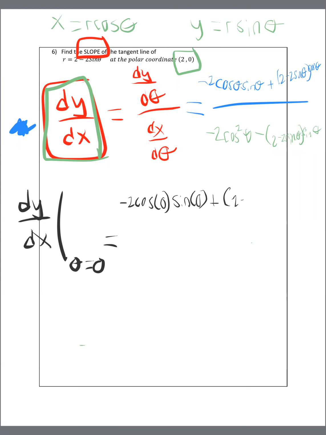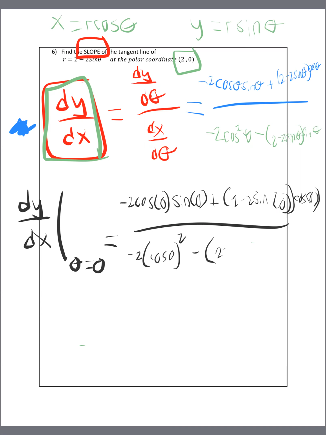2 minus 2 sine of theta is equal to 0. It's a lot of work, but at least it's simplifying. It's not too bad because the zeros are kind of easy to remember. So 2 cosine of theta 0 squared minus 2 sine of 0 sine of 0. All right. So Kate, I just want you to go term by term.